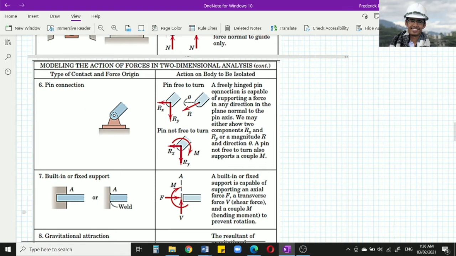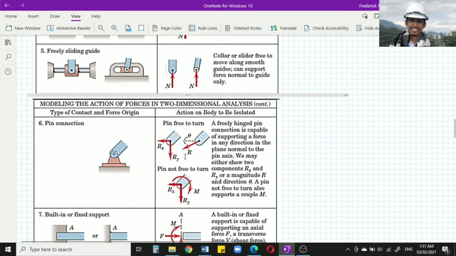So, a freely hinged pin connection is capable of supporting a force in any direction in the plane normal to the pin axis. We may either show two components Rx and Ry or a magnitude R and direction theta. A pin not free to turn also supports a moment. Okay? So if you have a pin connection, so pwede siyang mag-rotate dito pero hindi siya pwedeng mag-move dito from right side or down, hindi siya pwedeng mag-move.